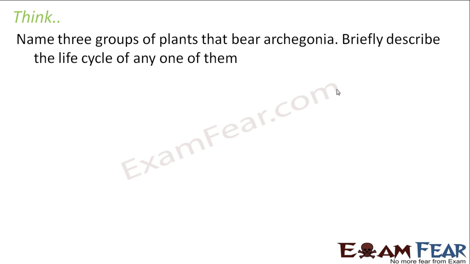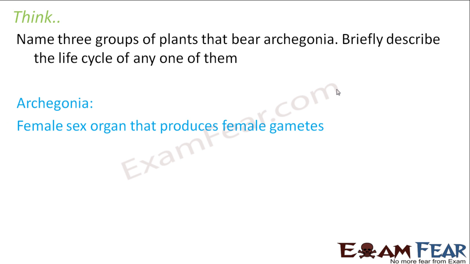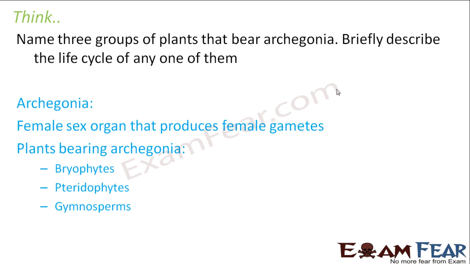Name 3 groups of plants that bear Archegonia. Briefly describe the life cycle of any one of them. So what is Archegonia? Archegonia is nothing but the female sex organ that produces the female gametes. So it was that sex organ which produced the female sex cells. So plants bearing Archegonia were bryophytes, pteridophytes and gymnosperms.